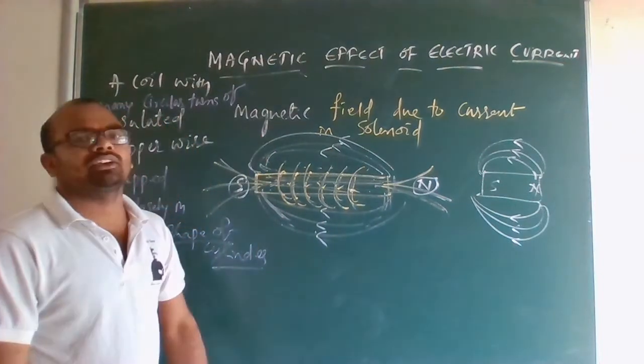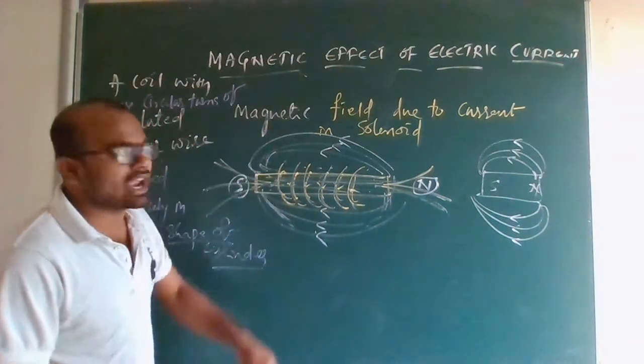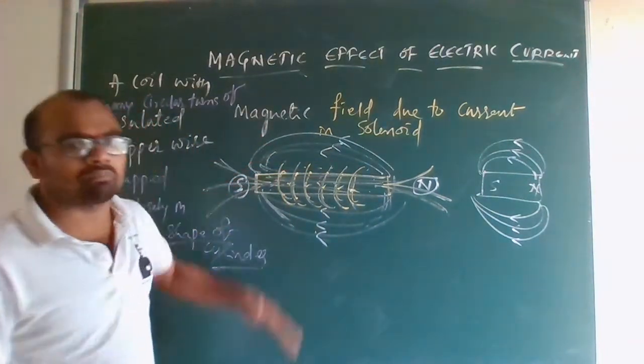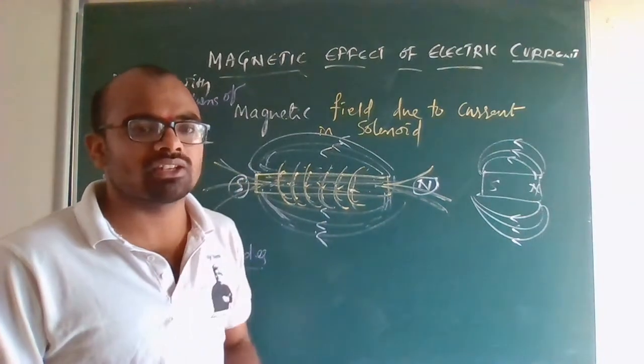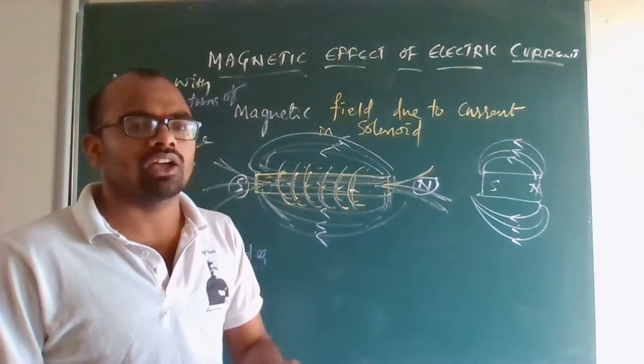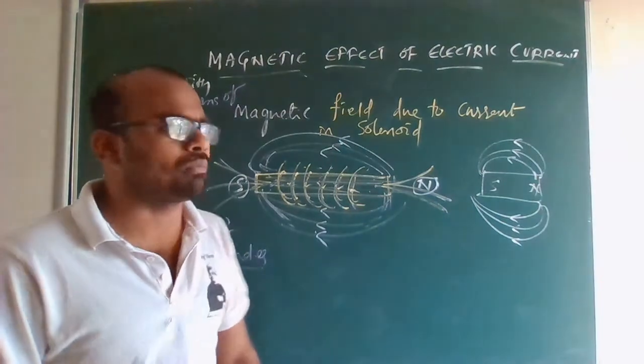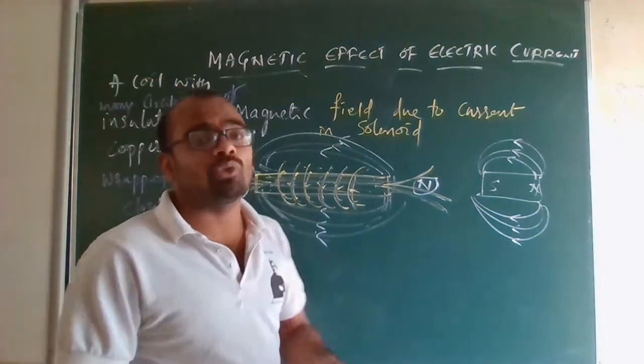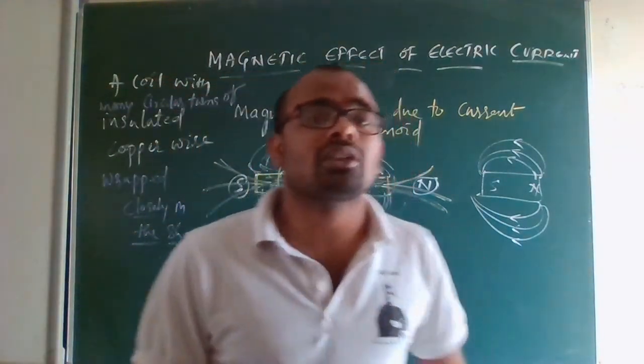This is a solenoid. In the solenoid, the magnetic field lines are parallel. That means they have the same magnetic field at every point. Inside the solenoid, at every point, the magnetic field will be the same.